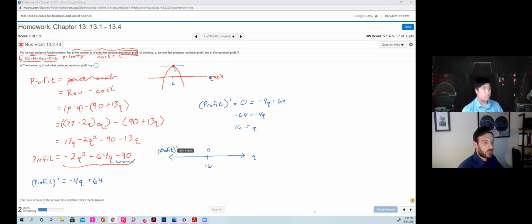Let's look at any number before 16, like, I don't know, 10, and put 10 into the profit prime function. That'd be negative 40 plus 64, which is 24. I'm choosing just any value before, since I know that everything before, other than where it's 0, has to be something other than zero, because we found all the zeros. Are you following so far?